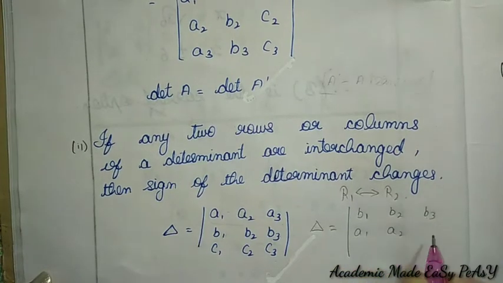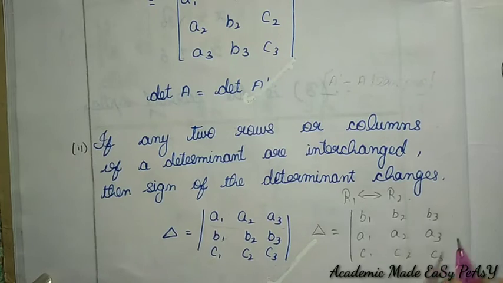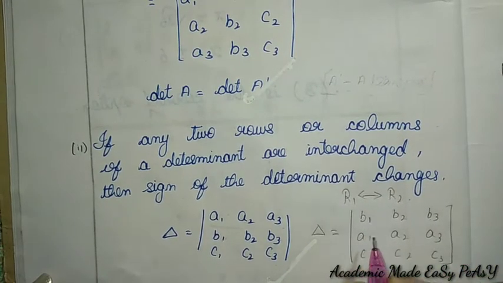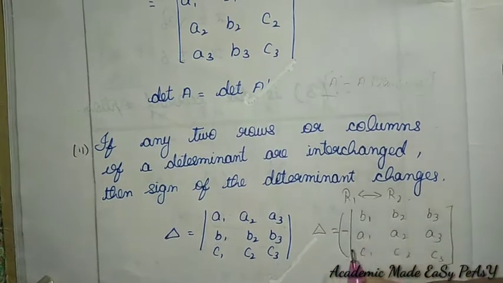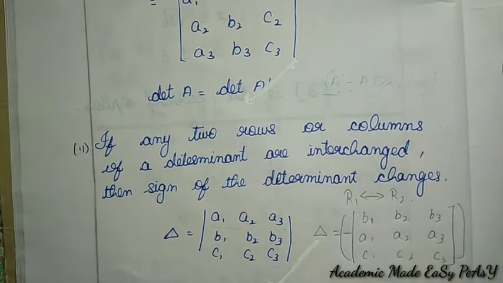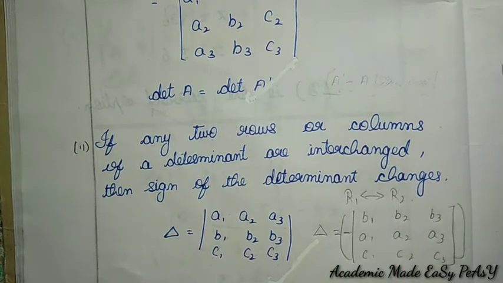A1, A2, A3, C1, C2, C3. So since I have swapped these two, I will be changing the sign of the determinant, that is minus sign. Okay, the negative of the determinant.